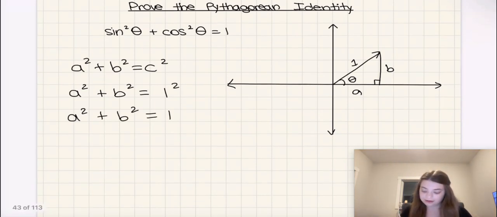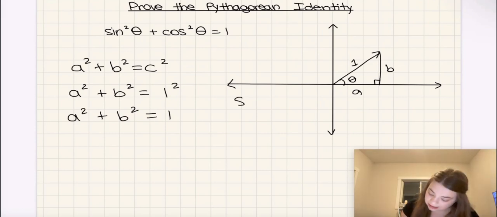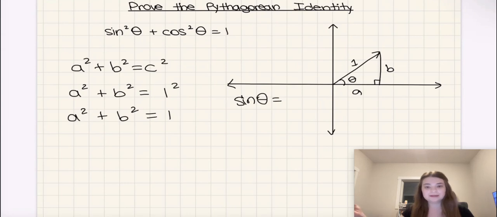Now we have a problem here, which is that this equation we've written based on the general Pythagorean theorem has a and b in it, and we want it to not have that. We want it to have sine and cosine of theta. So I'm going to rewrite a and b with respect to those things. Sine theta, as we know, sine in general is going to be opposite over hypotenuse, so that's going to be b over 1 in this case.